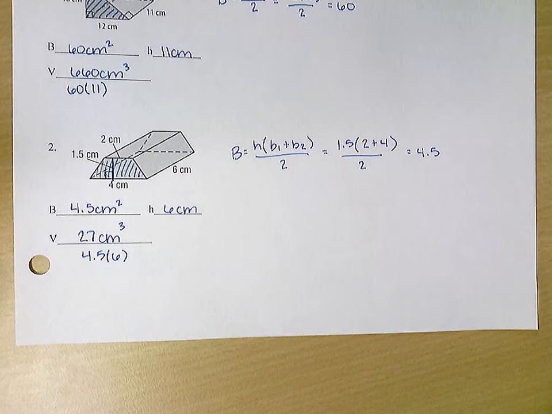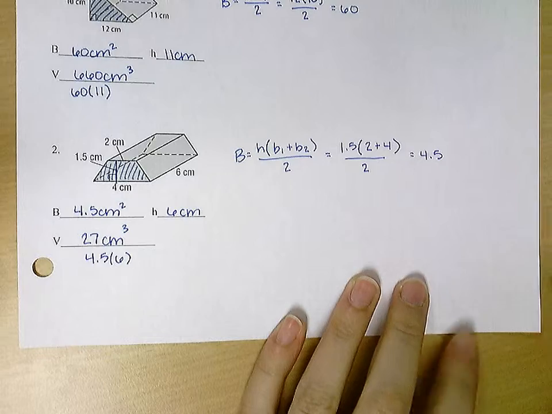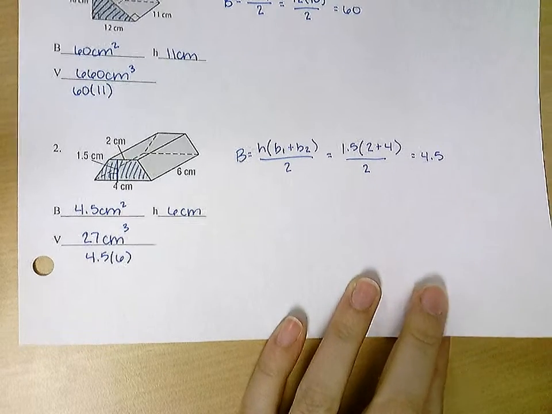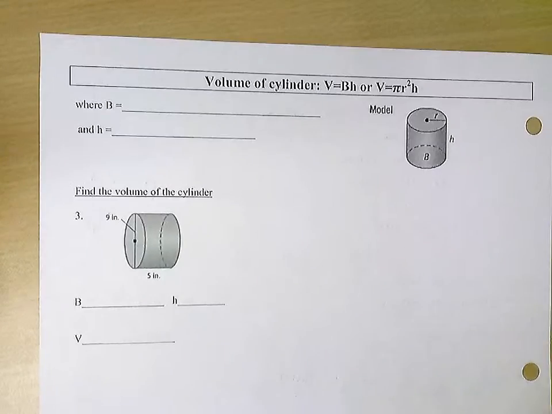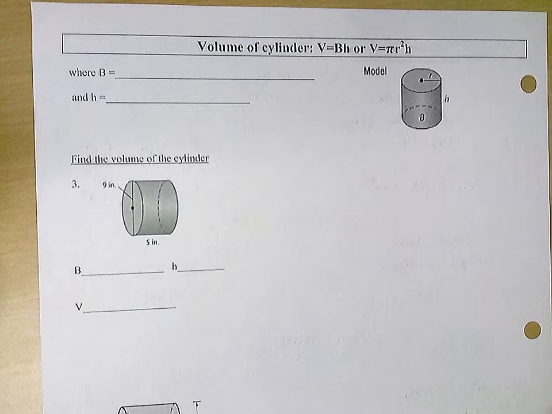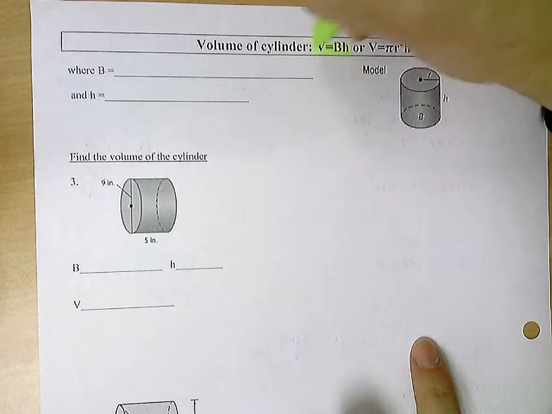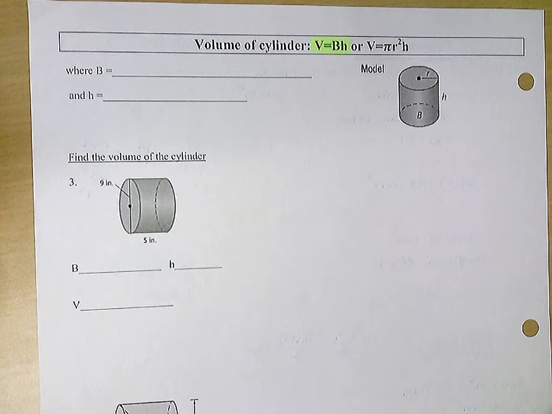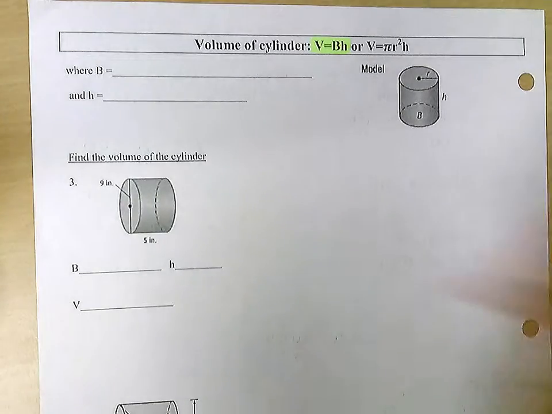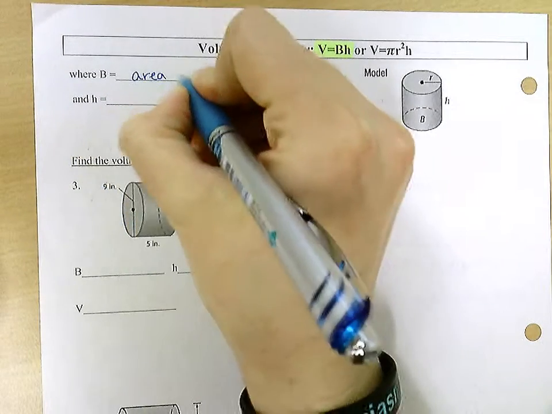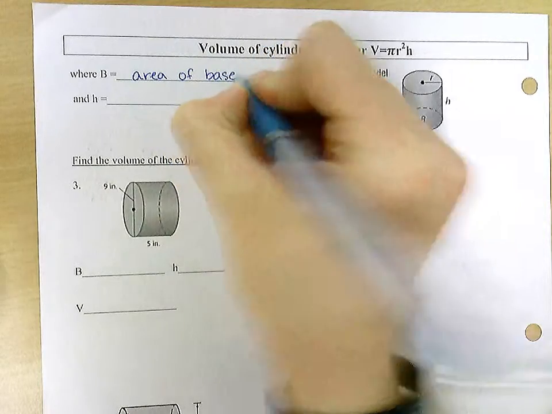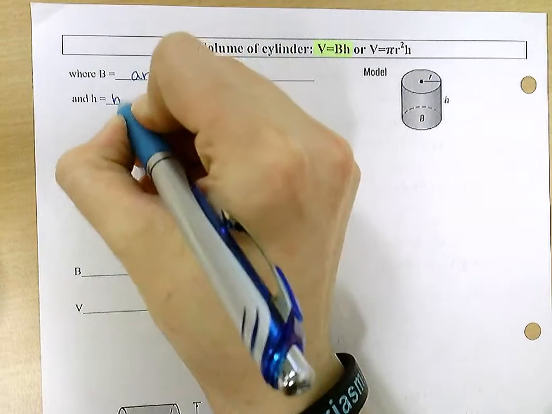Okay, questions on finding the volume of a prism? Okay, then on the back, we're going to next look at the volume of a cylinder. We're using the same formula for the volume of a cylinder. We're just taking B times H. Again, where B is what? And H is the height of the cylinder.